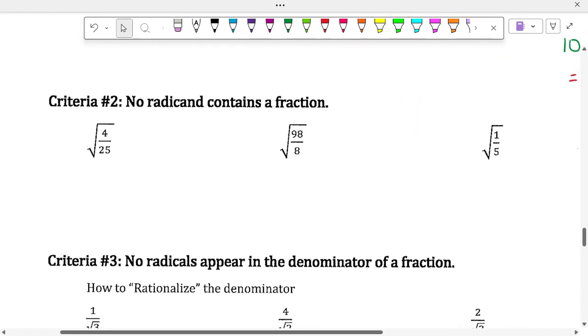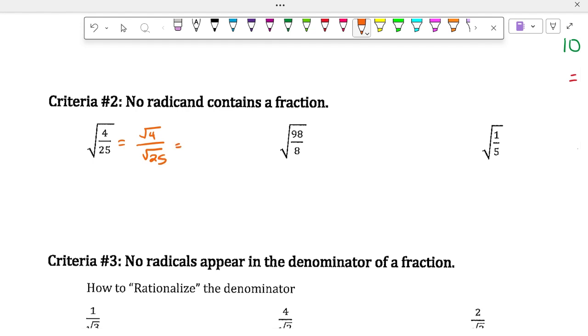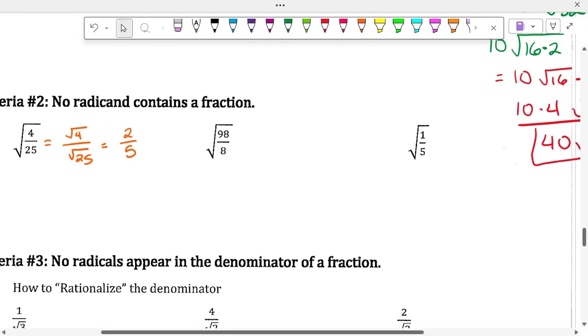Now, simplifying fractions under the radicand. So remember, the radicand is the number underneath the radical. So if you have a fraction in the radicand, remember, you can rewrite this as the square root of 4 over the square root of 25. So what is this in reality? 2 over 5. All right. So if I rewrite this, square root of 98 over the square root of 8.